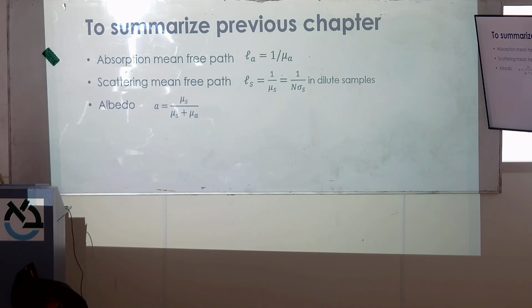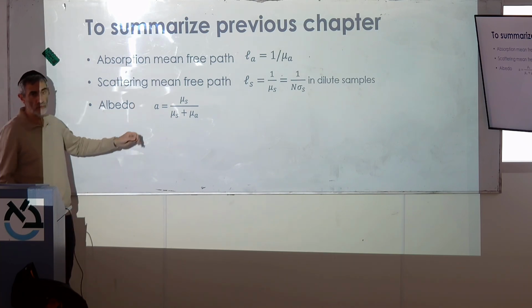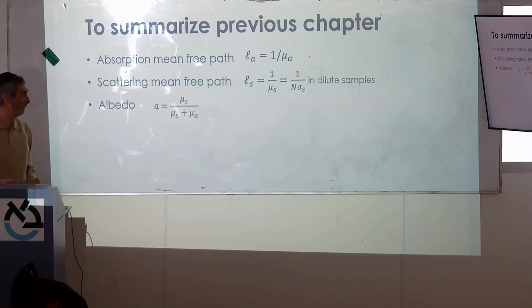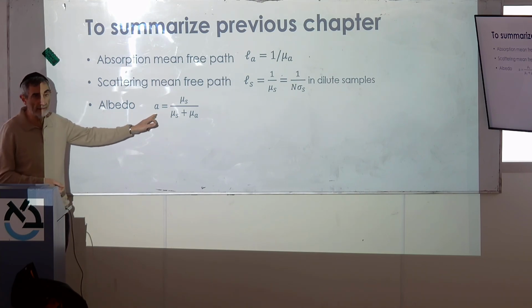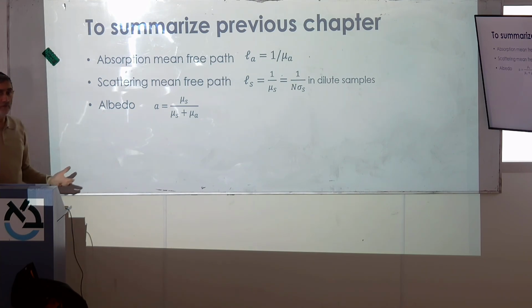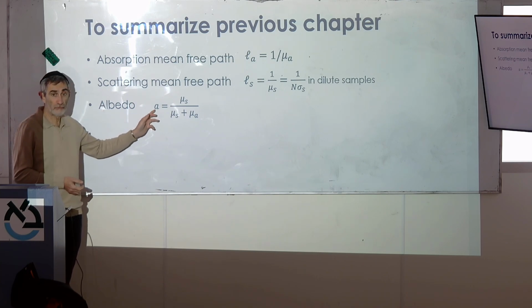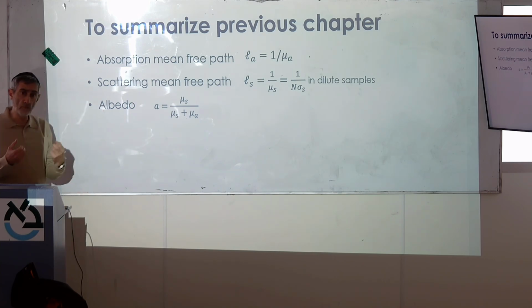So the albedo is a simple parameter to measure what is the proportion of light which is scattered relative to the proportion of light which is absorbed. Those are two different phenomena. They have two different characteristic lengths. The albedo measures how much is scattered, how much is absorbed. If A is close to 1, that means that essentially the medium is scattering, like milk, like white paint. If A is close to 0, that means that mostly you have absorption in the medium.